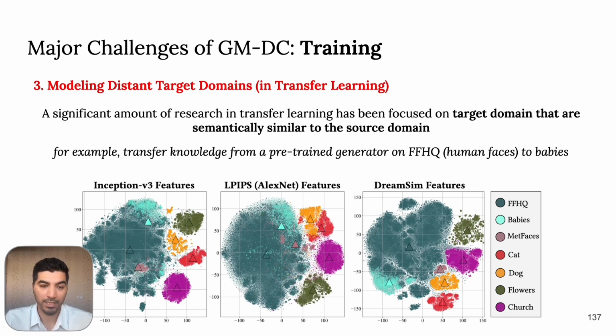FFHQ, which you can see in dark blue, is the source domain, and lots of works focus on babies and MetFaces. And we plot the samples for all these domains on this image. As you can see, the distribution of the babies and MetFaces is very close to FFHQ. On the other hand, we have other domains like cat, dog, flowers, or church. And as you can see, their distribution is quite distant from FFHQ. And the majority of the works in the literature do not consider these target domains.